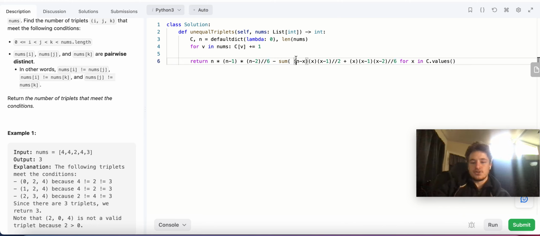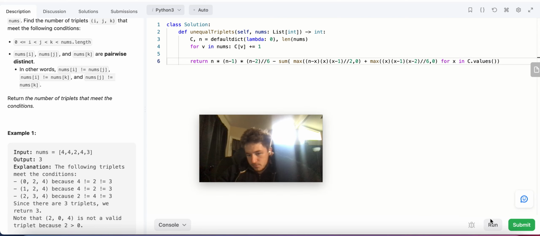So in order to ensure we don't have situations where we're overcounting things that don't exist, we'll just set this to 0, so that in those cases this gets set to 0. We want to do a sum here, and that should get us where we need to be. So let's try that.